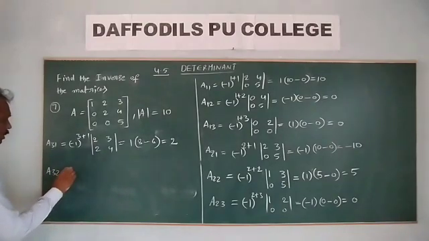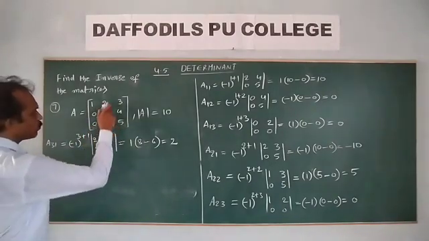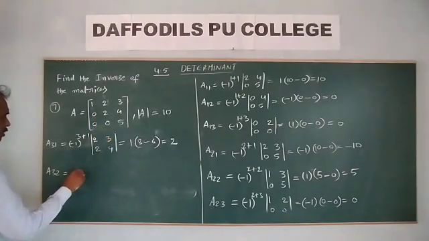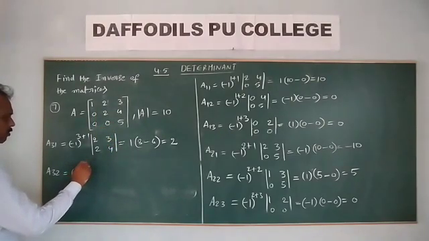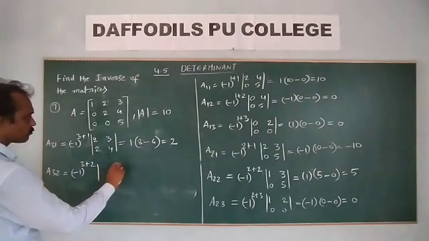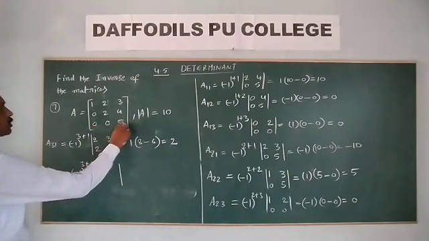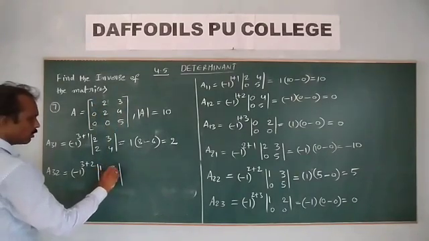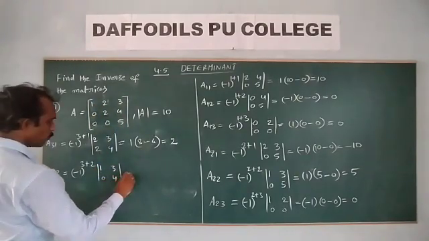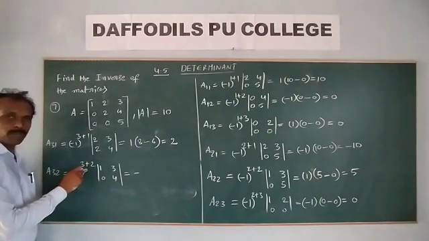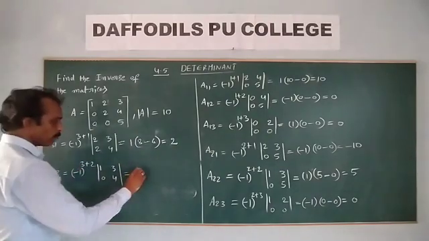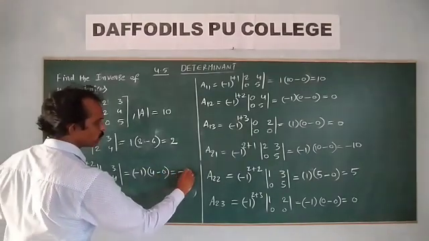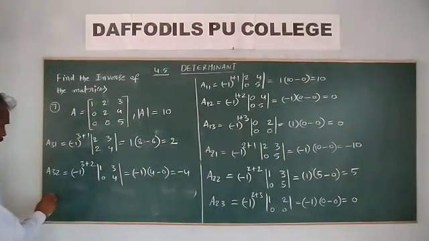Next one, A32 value, cofactor of this one, deleting this row and this column, and it's minus 1 to the power of 3 plus 2. This row, this column, 1, 3, 0, 4. Minus 1 to the power of 3 plus 2, odd number, minus 1, 4 minus 0, this is equal to minus 4, right?